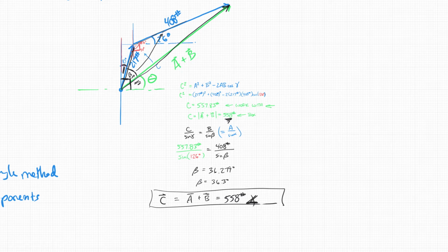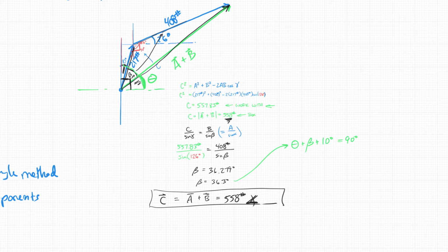We don't want beta. We want to know theta, right? So let's get some green here. Okay, because remember theta is right here, right? So if this is beta, then we can say that theta plus beta plus that 10 degrees, so these 3 added up, equals 90 degrees.